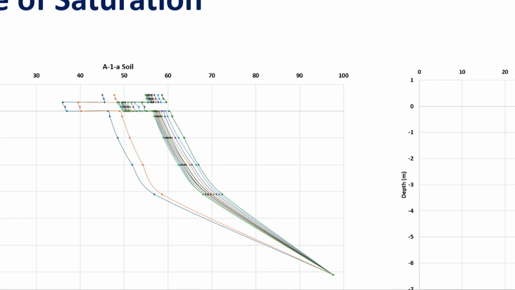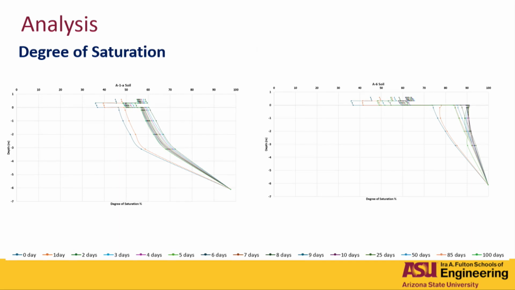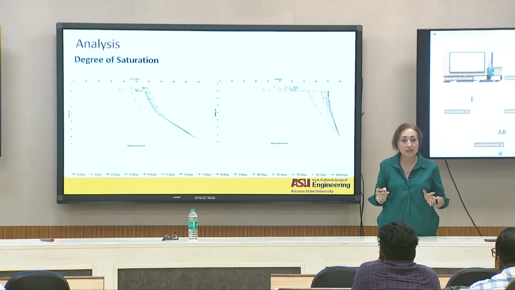Okay, and then in here, so now how do I come back. All right. So now we got suction values, all right? With the soil-water characteristic curve, we were able to get degrees of saturation, right? So we got all degrees of saturation.